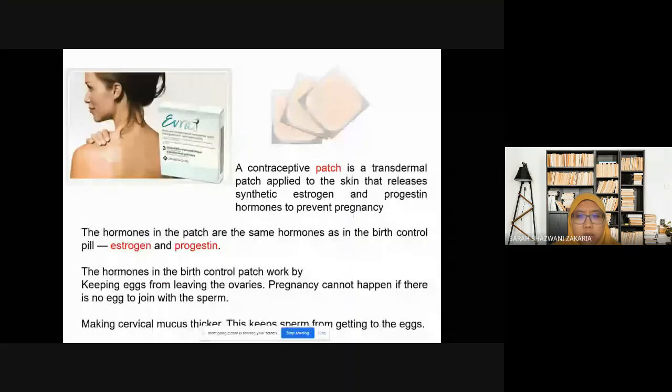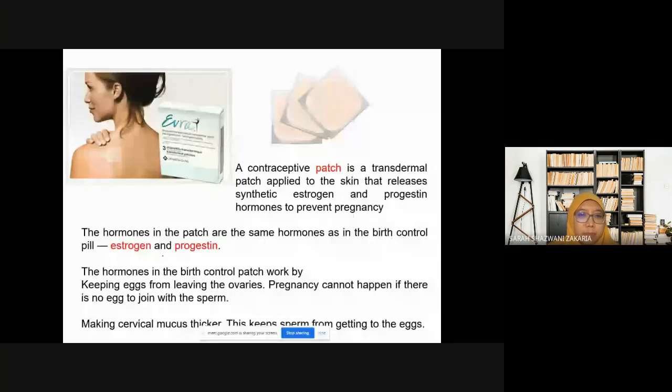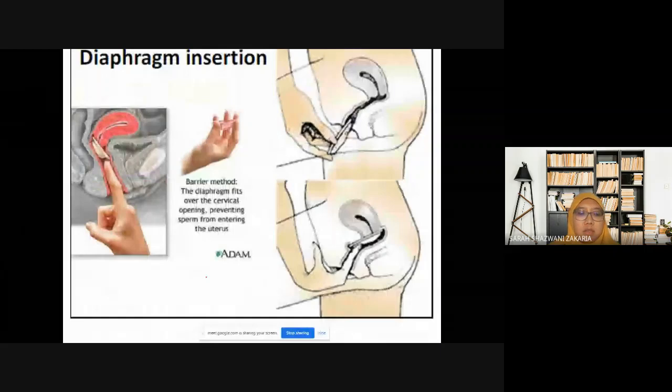These patches should be in the earlier hormonal section. Contraceptive patch, transdermal patch. So this is under the other category. This one is diaphragm insertion, it looks like this. These devices are put in to give a barrier from the vagina at the cervix, so that the sperm will not pass this barrier into the uterus.